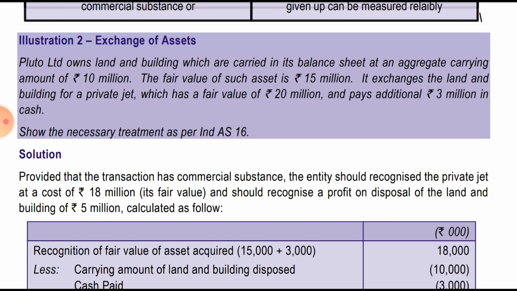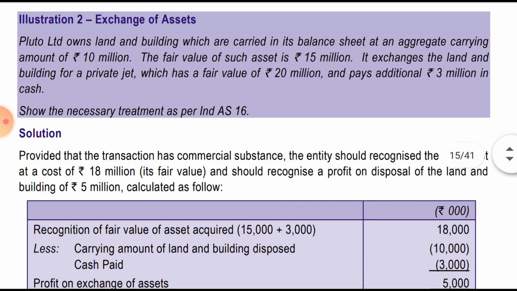Basically this is not 20 million, it is 18 million. It is wrongly printed, it is an error, so it should be 18 million. So the fair value of the jet is 18 million and it pays an additional cash of 3 million. Show the necessary treatment as per Ind AS 16. So basically we had an asset, land and building, whose cost is 10 million and fair value is 15 million, and we are giving that asset along with cash of 3 million and we are receiving a jet of 18 million.